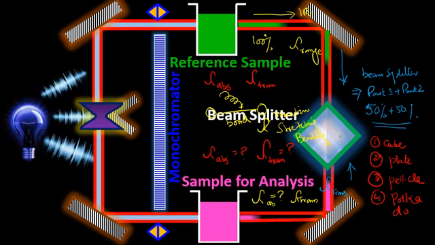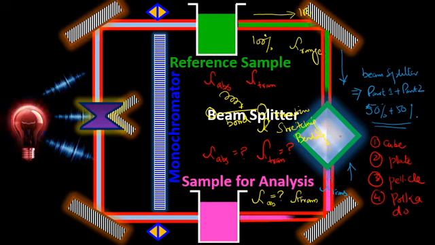So dear student, keep in mind in IR spectroscopy usually the beam splitter transmits half of the striking radiation and reflects half of it. So basically this device transmits 50% of the infrared radiation, and it reflects the rest of the 50% of the infrared radiation.